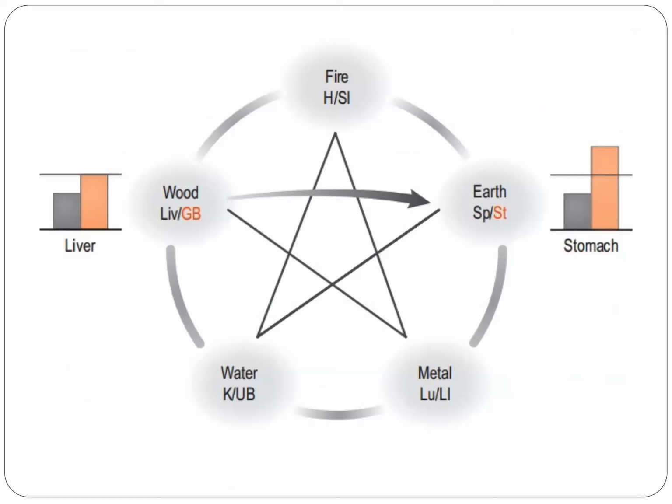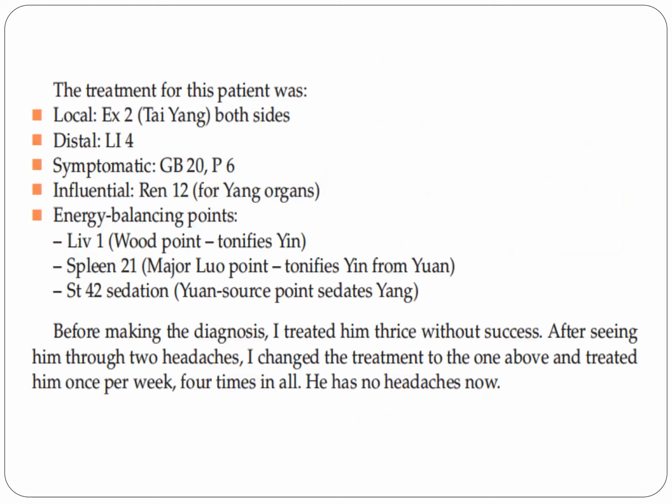We have here a diagram of how the wood element, or the liver, over-controls the earth, which is the stomach and the spleen, or the stomach particularly here. So if liver yin is deficient, it will cause over-controlling of the stomach, so that the stomach yang rises, thereby causing headache with other symptoms like vomiting.